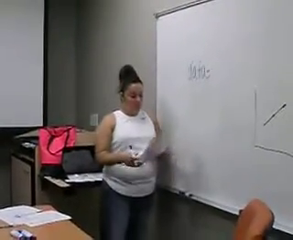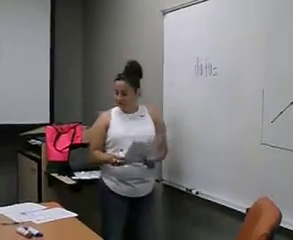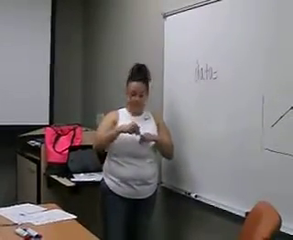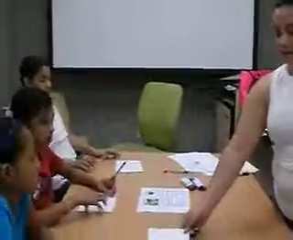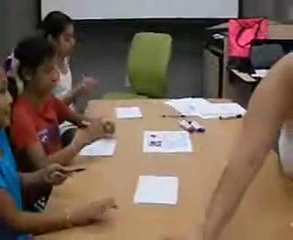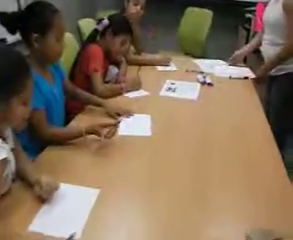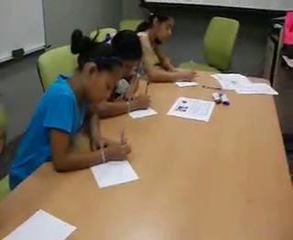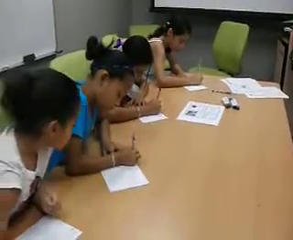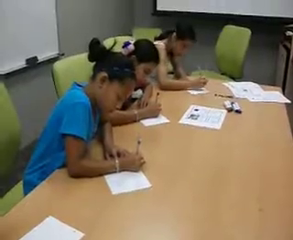Okay? So today we're going to start off by doing a simple activity. I'm going to pass out some index cards. On your index card, you're going to write your name. After you have written your name, I want you to count how many vowels you have in your name, and then write it down on your index card.